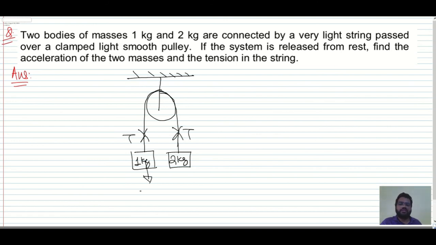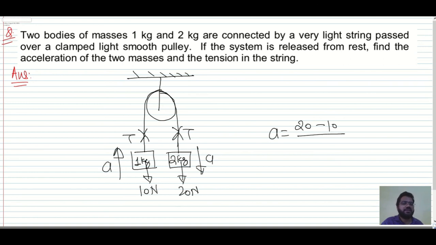So over here, this is 10 Newton, this is 20 Newton, the acceleration in the downward direction, this acceleration in the upward direction. So we have acceleration as, always remember, greater force 20 minus smaller force 10 divided by total mass of the system 3. So it will become 10 divided by 3 meter per second squared.